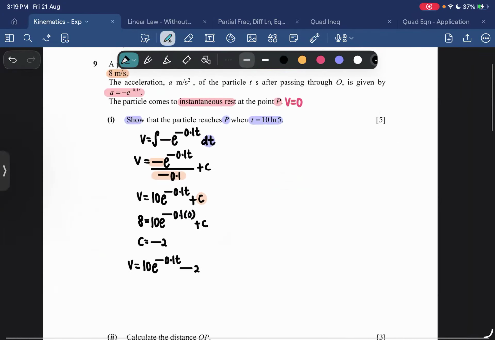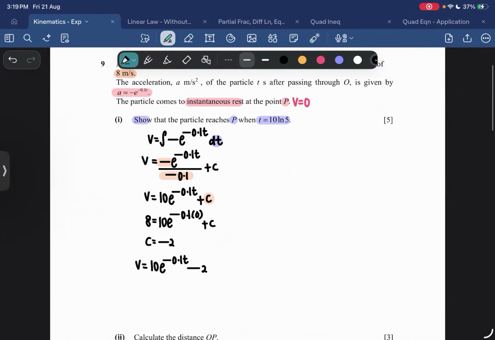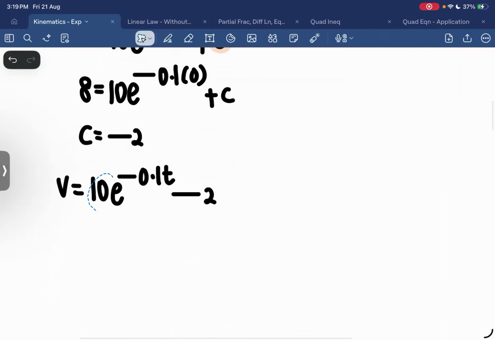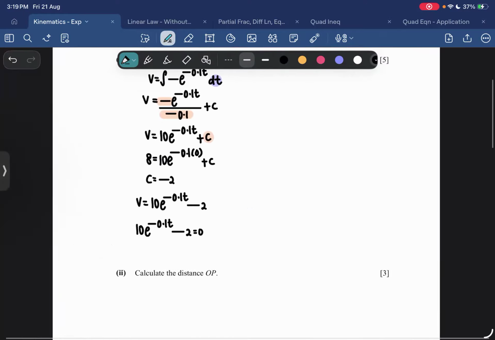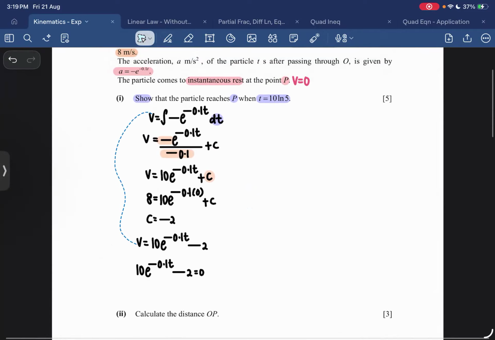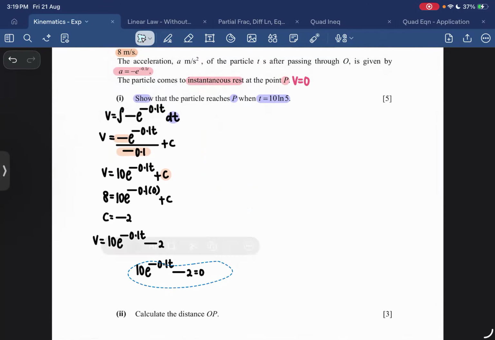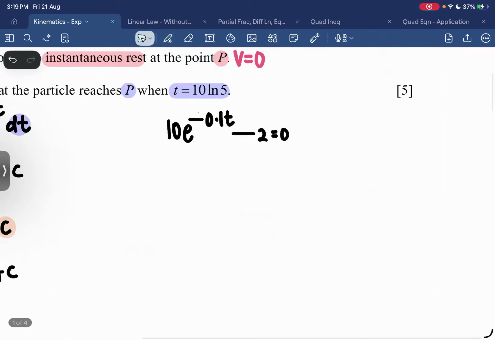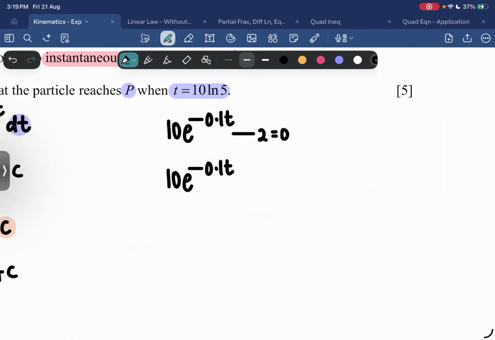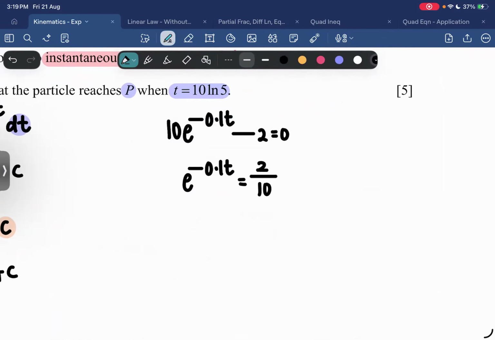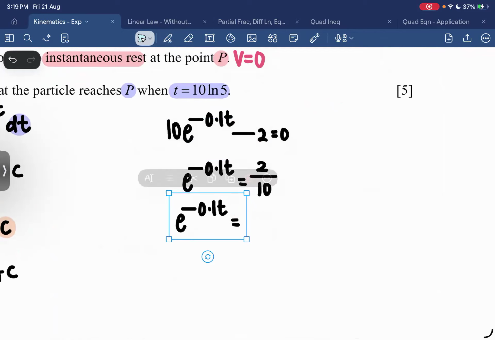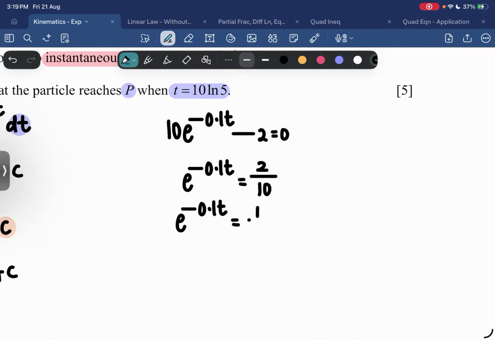Now how to find the time? I have v equals 0, because it's at rest, so this expression equals 0. This is not the easiest to solve because what they want is the t in exact form. So if I bring things over slowly, this one is equal to 2, bring over this one is 10, and eventually if I simplify, this will be 1 over 5.